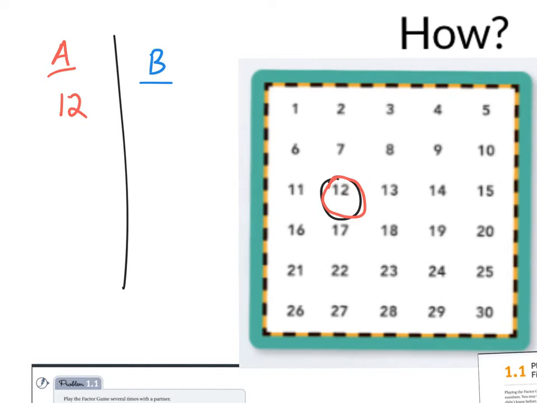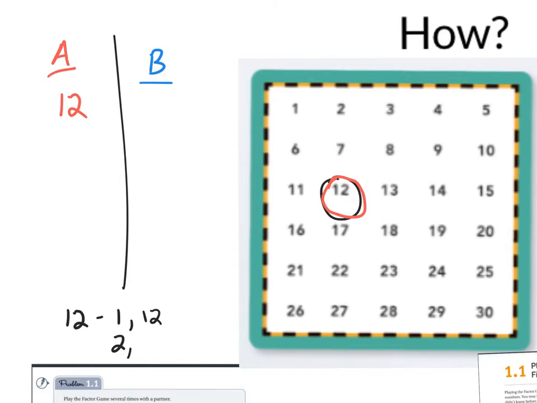Now player B has to find all of the factors, the proper factors of 12. So what does that mean? Well, if you have the number 12, think of all of the ways you can get 12 by multiplying. So we could say 1 times 12 would give us 12.